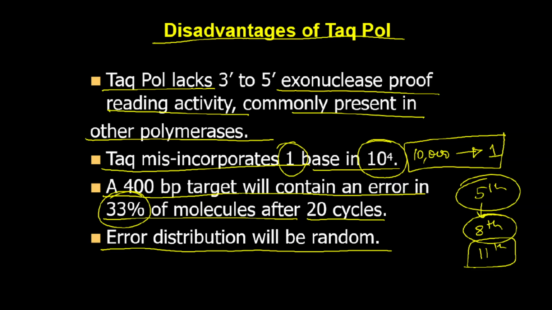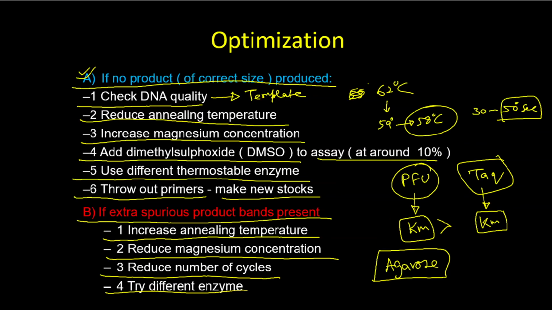A 400 base pair target will contain an error in 33% of the molecules after 20 cycles. So this is the error rate of Taq polymerase. Error distribution will be random. It is not something decided by the enzyme that it will cause error only here. It is very random. It is not decided beforehand.